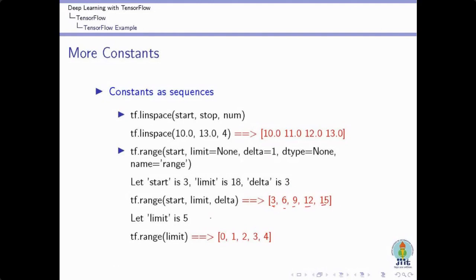As you know, in range, what happens if I write only tf.range with a limit of 5? Its meaning is it will generate the first value 0. It will start from 0 and go till 4, one value less than 5. So these are the constants which you can use in your programming. In your program, if we are using a for loop, you can use the range function also.